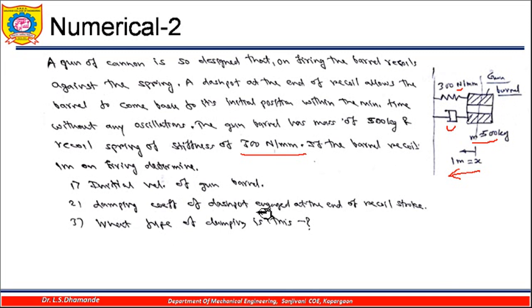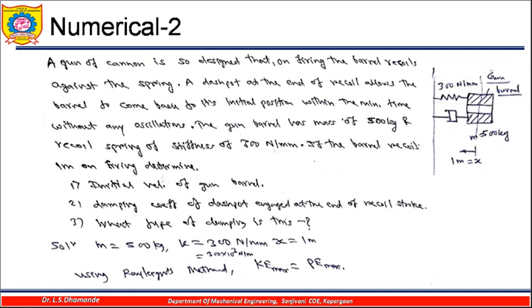Then the damping coefficient of the dashpot engaged at the end of the recoil stroke. So you have to find out the value of C here. And what type of damping is this? You have to state what kind of damping it is, whether underdamped, overdamped, or critically damped. If we know the damping coefficient value, then we can predict this and tell which kind of damping the system has. So let us see how we can solve it.